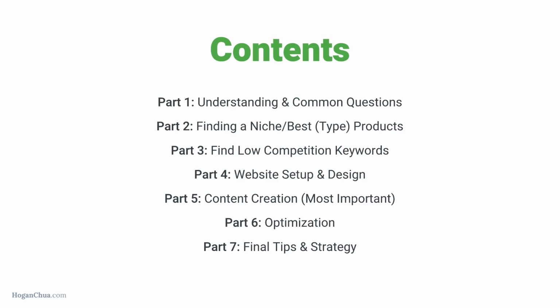Then part 2 is we're going to go through finding a niche and finding the best type of products to promote to earn affiliate commissions. Then part 3, we're going to find low competition keywords and also profitable keywords that you can actually target for your website. So don't worry if you're not really sure what I'm talking about right now. I'll go through it in more detail later on.